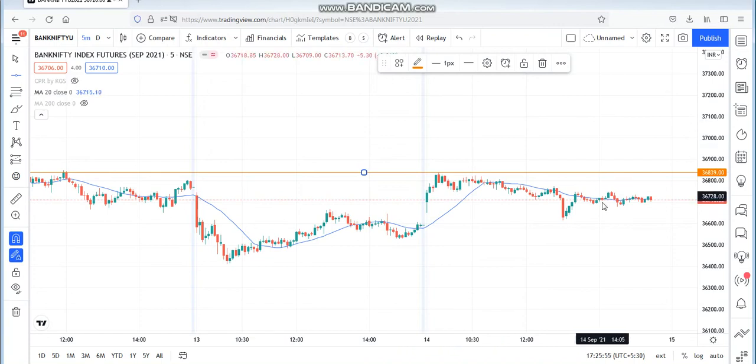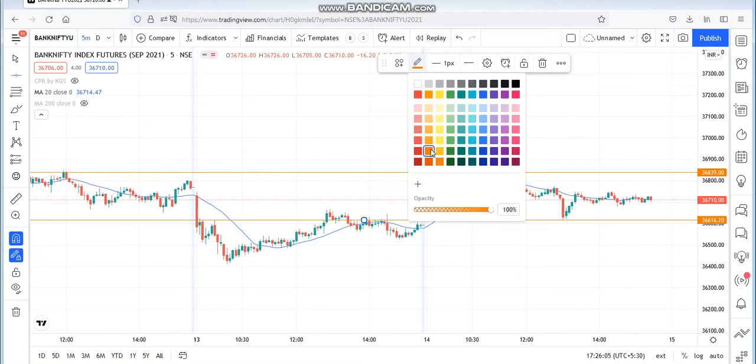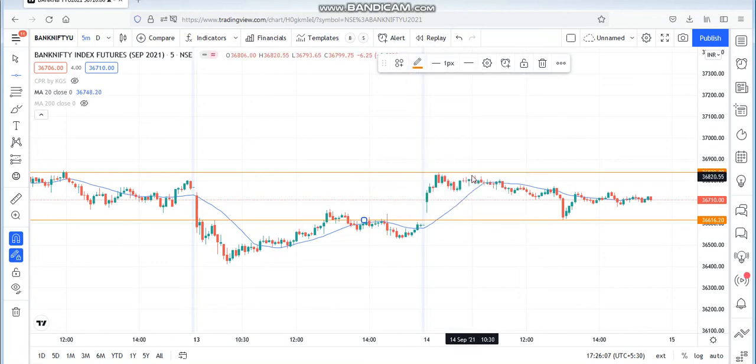This is the previous day high. We have to change the color. This is the color we have given in Nifty, and previous day low. This is the area. Okay.